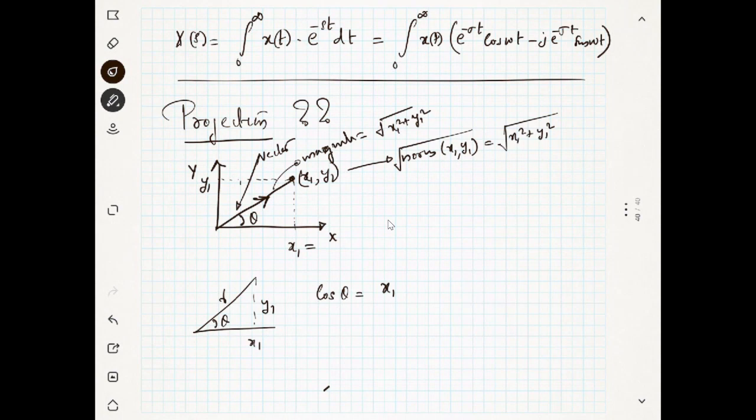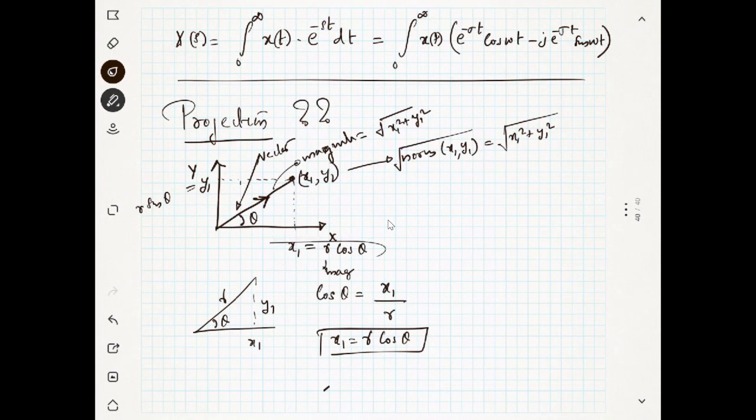Cosine theta is x1 by r, right? So what is x1? It is nothing but r cosine theta, and r is nothing but the magnitude. Similarly, y1 you will get r sine theta. Am I correct? So you can represent any vector in terms of other things according to its coordinates.